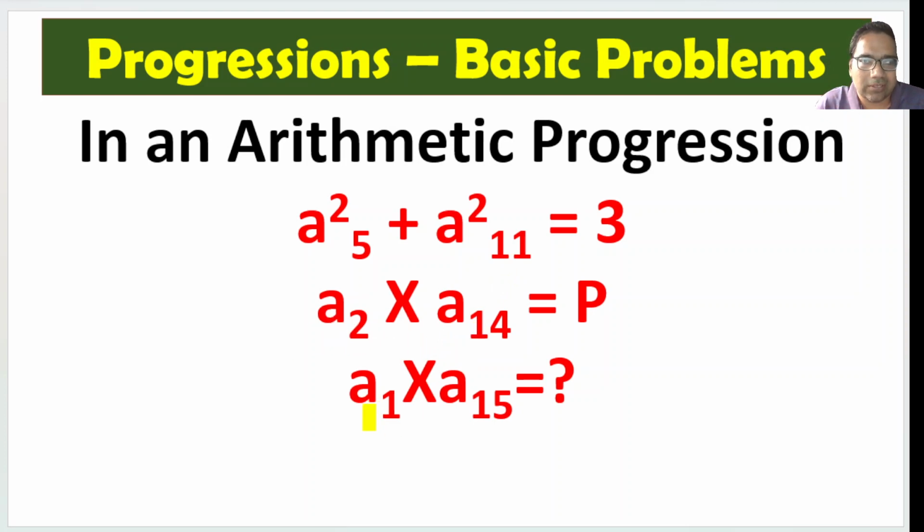Here also, A1 means no D and A15 means 14D, A1 plus 14D. So there is a 14D. In all these three cases, there is some 14D. Let's try to use this relation and extract these terms.